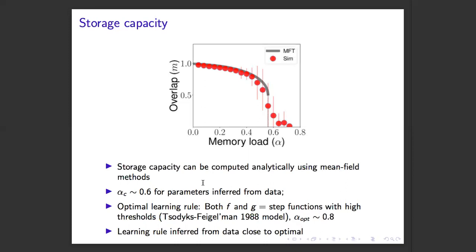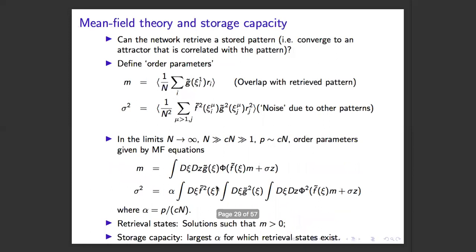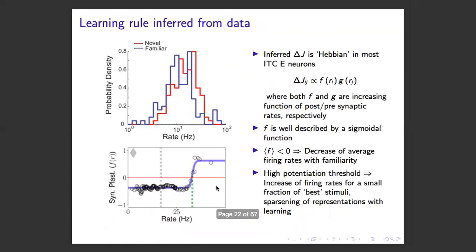And interestingly, why is this number so close to the optimal value? Well, basically, we can see that this function f that we inferred from data is actually pretty close to being a step function. And it also has a really high threshold. So this suggests that this particular plasticity rule that we have inferred from data is actually well suited for having a network that has large capacity.